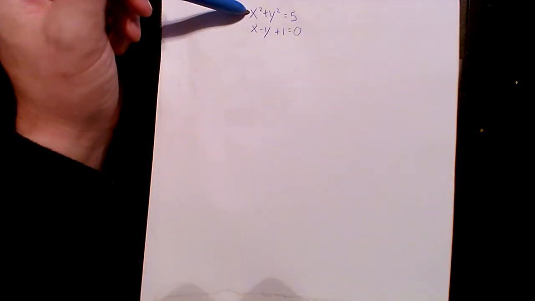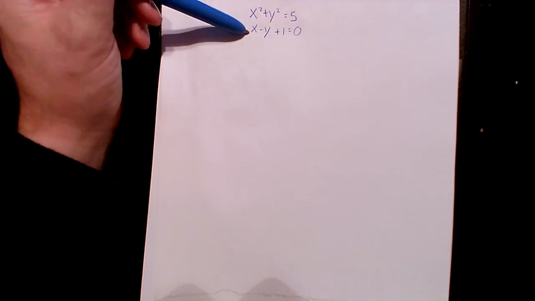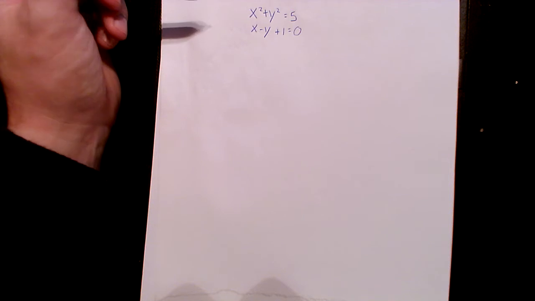Okay guys, so we have two equations here. One quadratic, we know it's quadratic because there's squares, and one linear. We know it's linear because there's no squares, there's no cubes or anything like that.